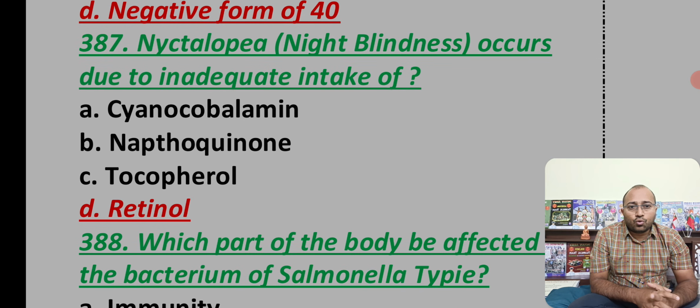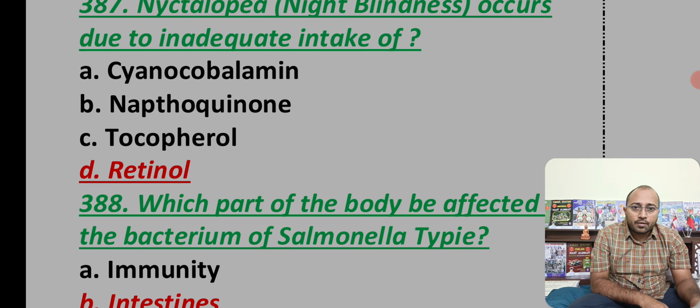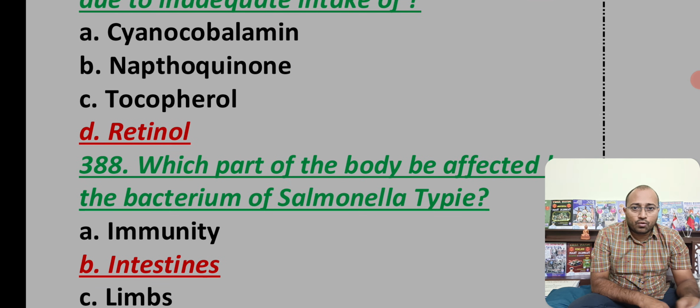Nyctalopia, which is also known as night blindness, occurs due to inadequate intake of retinol, that is vitamin A. Cyanocobalamin is vitamin B12, naphthoquinone is vitamin K, tocopherol is vitamin E.